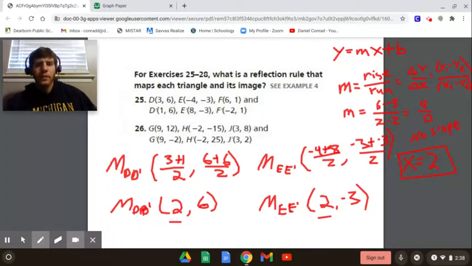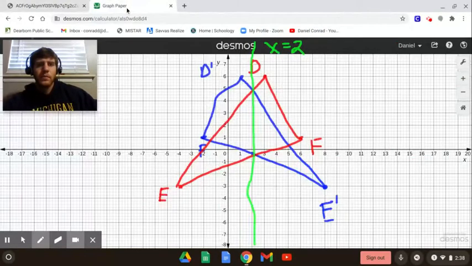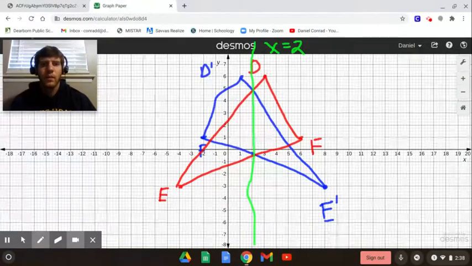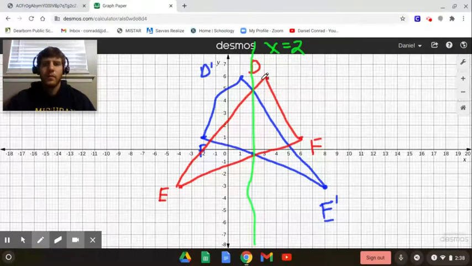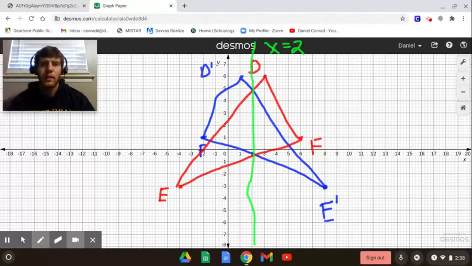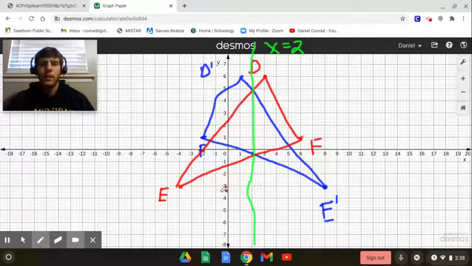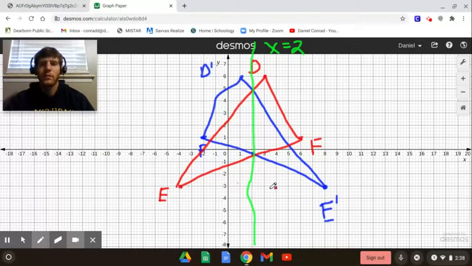And if we put this on the graph, we're able to see that. Okay, so if we put that on the graph here, we're able to see that. Here is triangle DEF, that's the pre-image, and then D prime, E prime, F prime is your image. So all these points are getting reflected across that line, right? D is 1 to the right, it's going 1 to the left. F is 4 to the right, it's going 4 to the left. E is 6 to the left, it's going 6 to the right. So they're all getting reflected across that line, x equals 2.